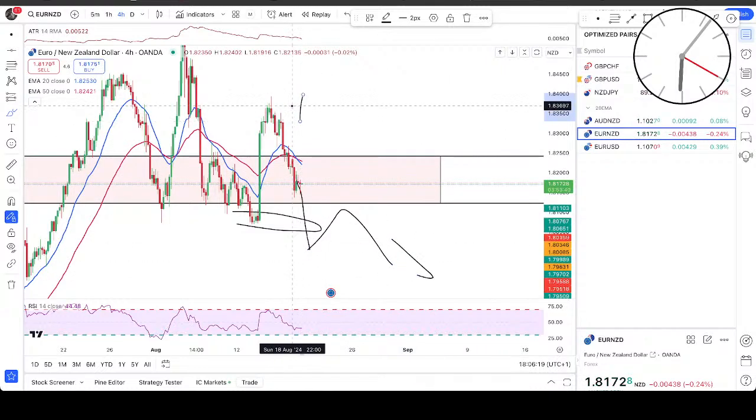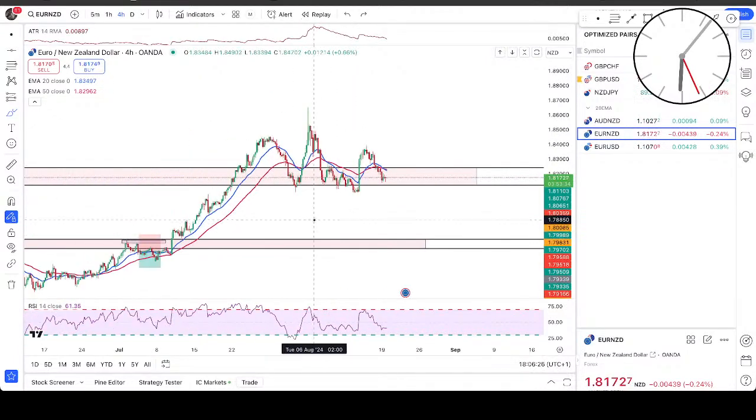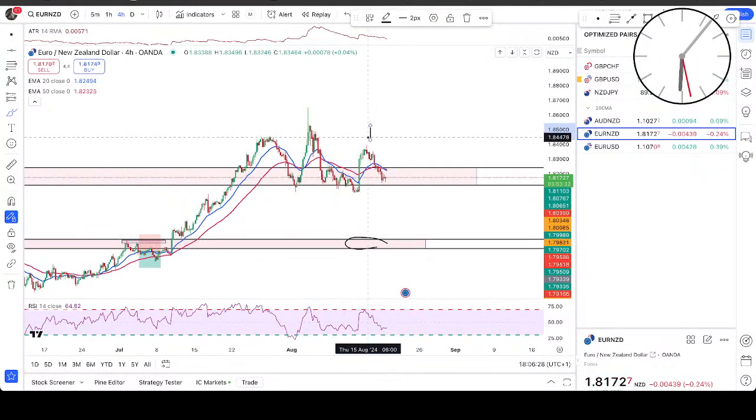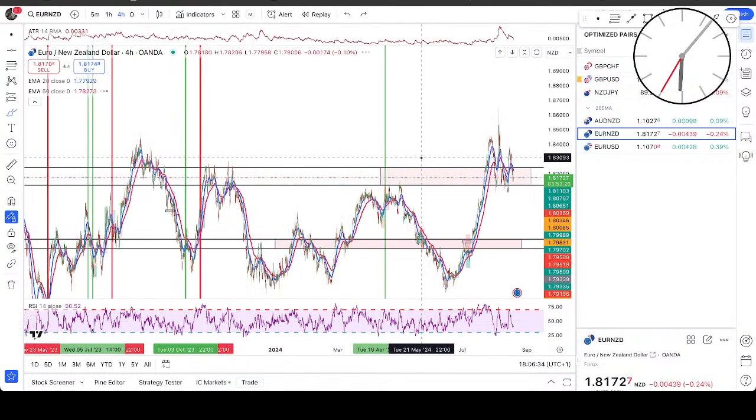Remember, once we are below the 50 and 20 EMA, we are just selling, not buying. We only buy if the price is at a support area. It doesn't matter if it's below the 50 and 20 EMA, it must be at the support area. This is very minor support.